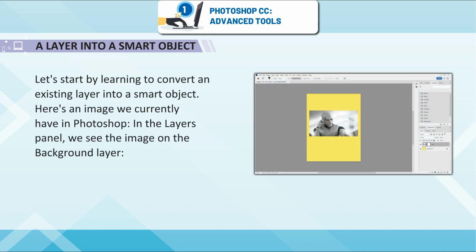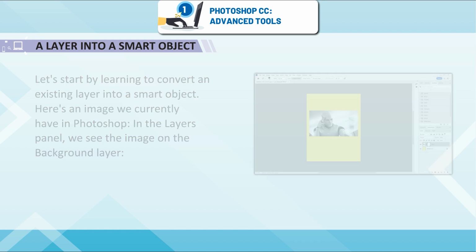Let's start by learning to convert an existing layer into a smart object. Here's an image we currently have in Photoshop. In the Layers panel, we see the image on the background layer.